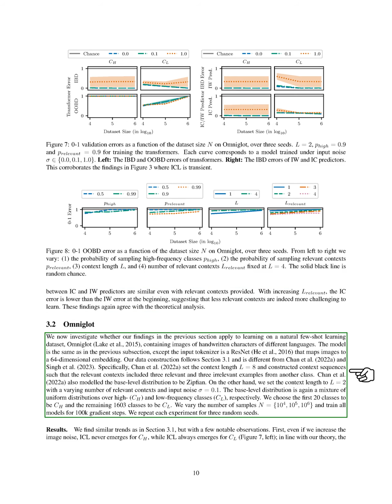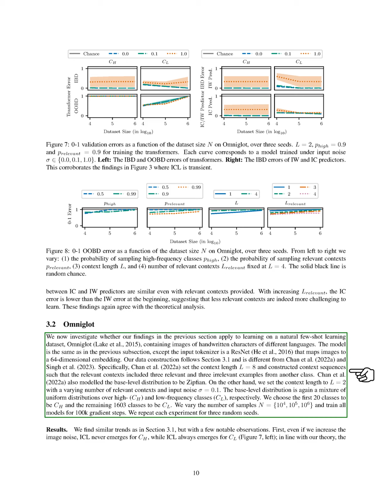Finally, we apply our findings to a natural few-shot learning dataset, Omniglot, which contains images of handwritten characters. We use a ResNet to convert images into a 64-dimensional embedding. Our data setup includes a context length of 8, with 3 relevant and 3 irrelevant examples. We also model the base level distribution to be Zipfian.